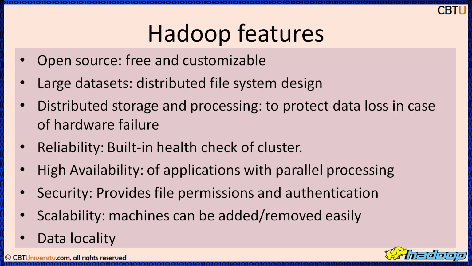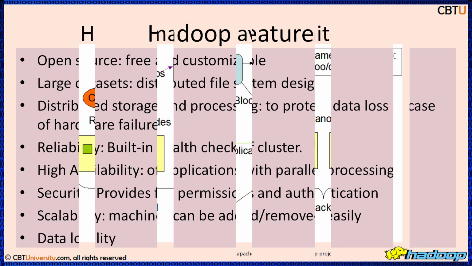The built-in servers of Namenode and Datanode help users to easily check the status of the cluster. High availability: HDFS also makes applications available for parallel processing. Hadoop is secure and provides file permissions and authentication. Hadoop is highly scalable, and it gives a touch of data locality for high performance.